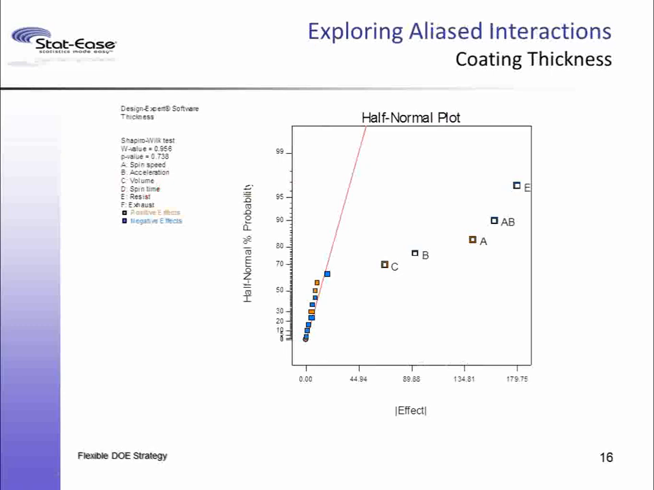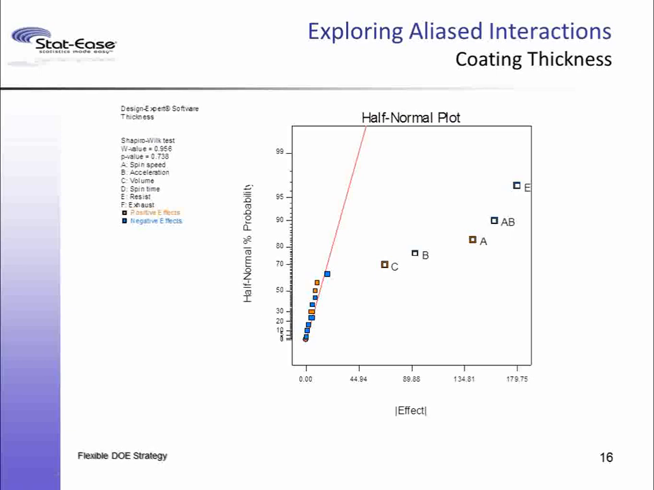The half-normal plot that we get of the effects shows that we have 4 significant main effects, A, B, C, and E, and we also have a 2-factor interaction. Because we know that the main effects are basically clear of any other 2-factor interactions, we know that these main effects are correct. The question becomes, is this the correct 2-factor interaction? This is the AB interaction.